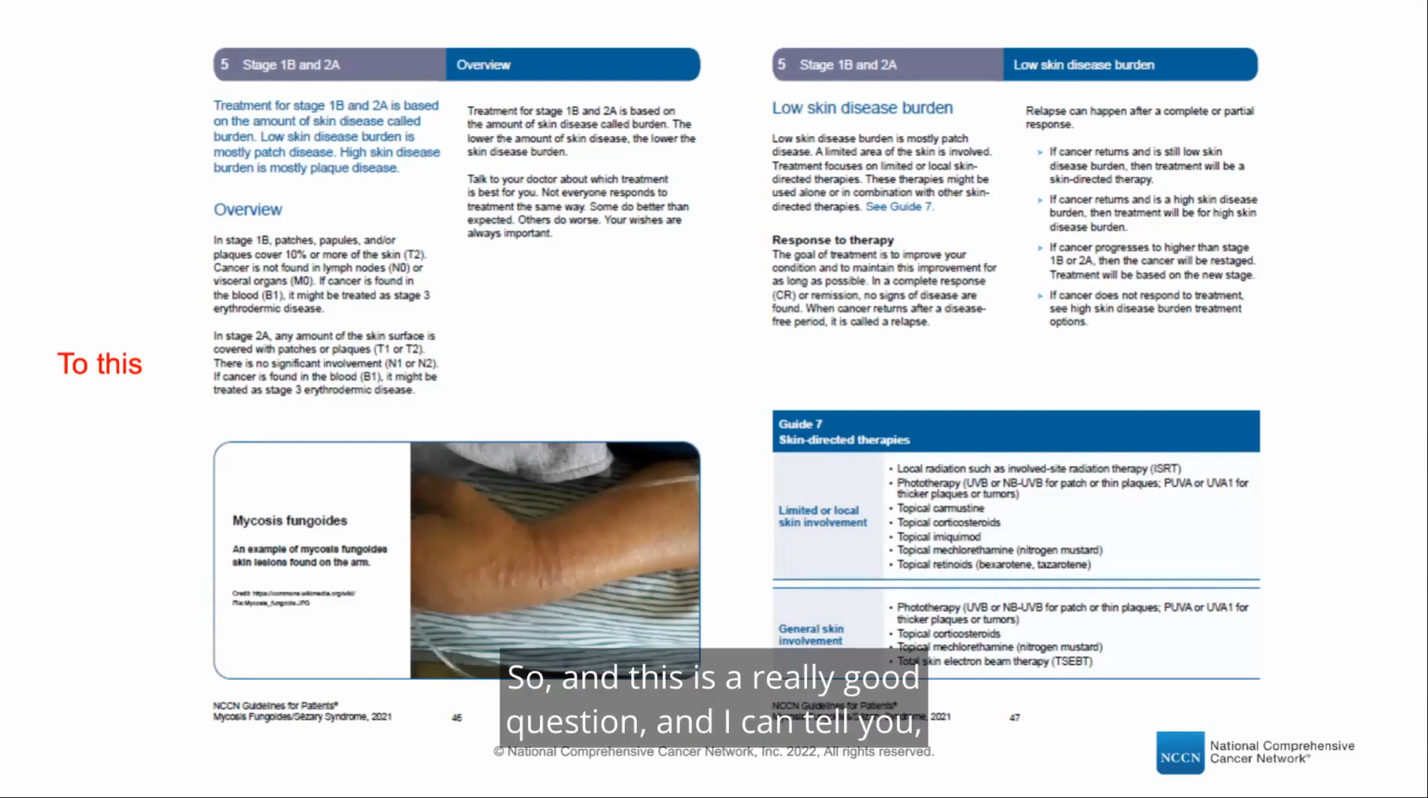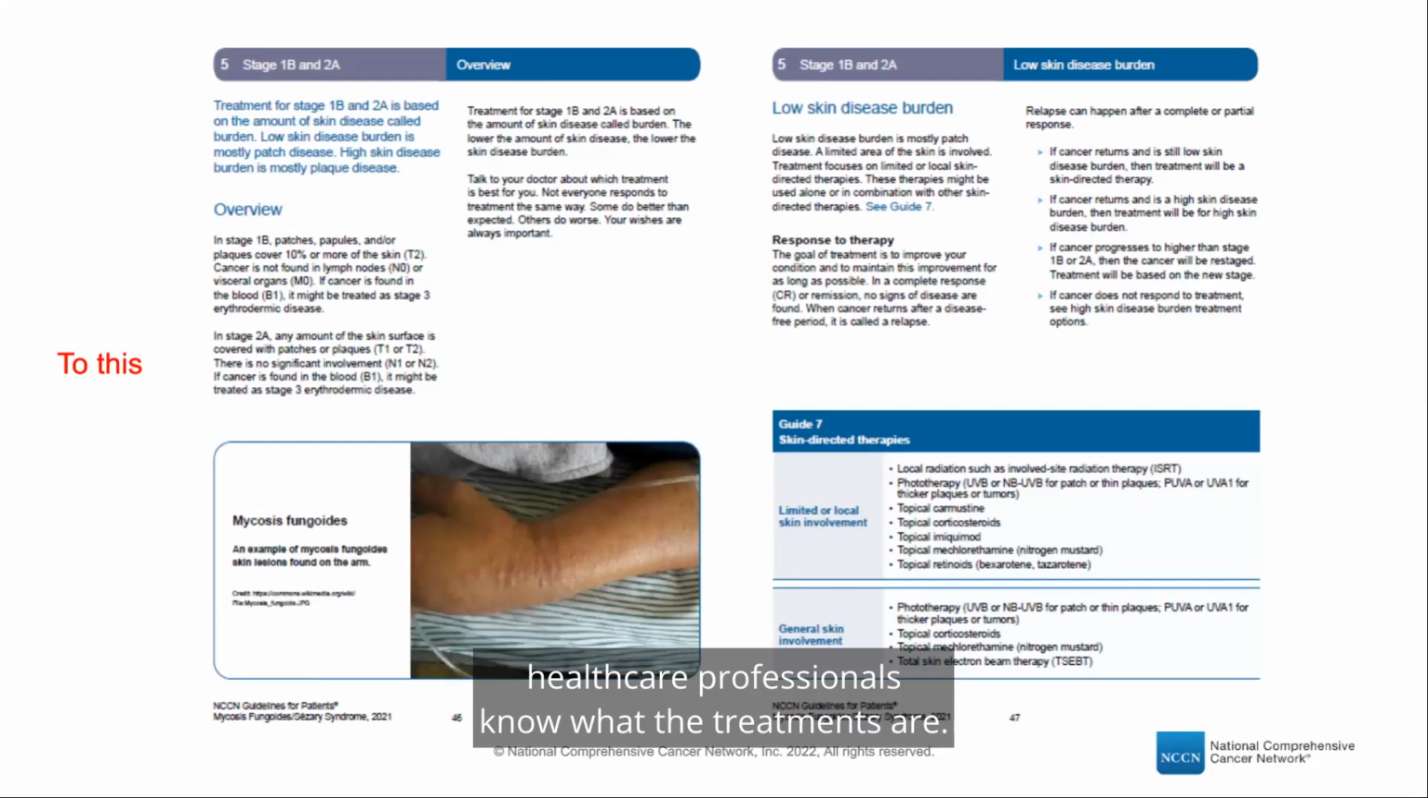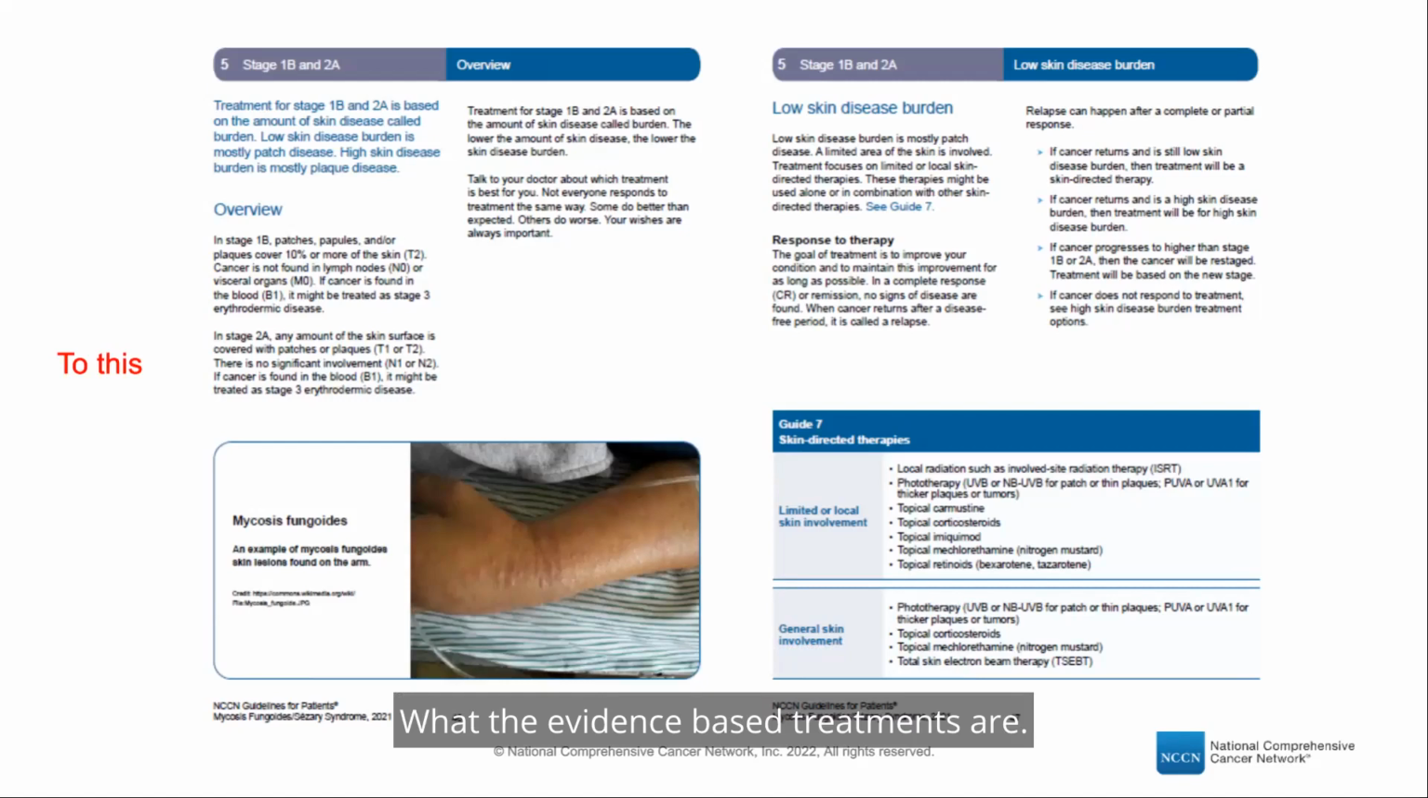This is a really good question, and I can tell you it is a lot of work. It is definitely a lot of work. And this is just the result of one algorithm page. There are multiple algorithms in each clinical practice guideline that must be interpreted and accurately reflected in the patient guideline. So the patient guideline must accurately mirror the clinical practice guidelines. We don't leave information out. We make sure that those with cancer, caregivers, and healthcare professionals know what the evidence-based treatments are.